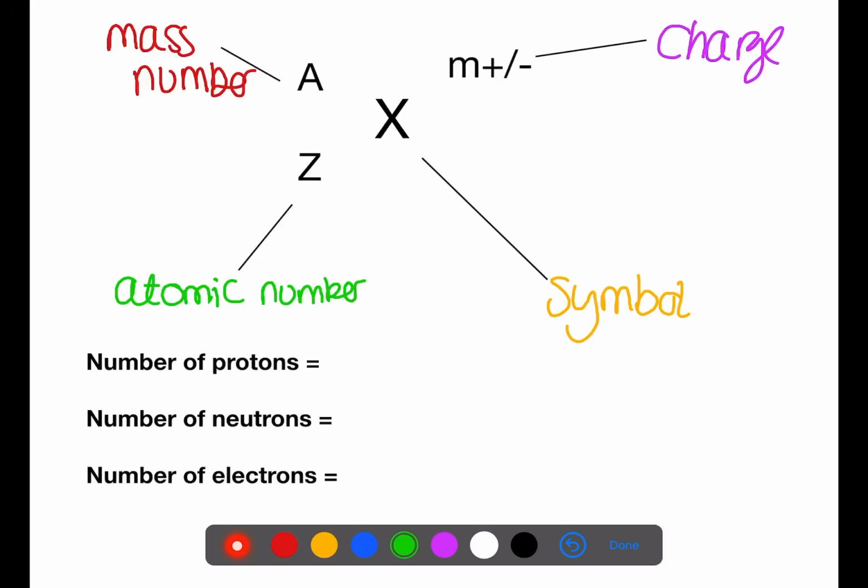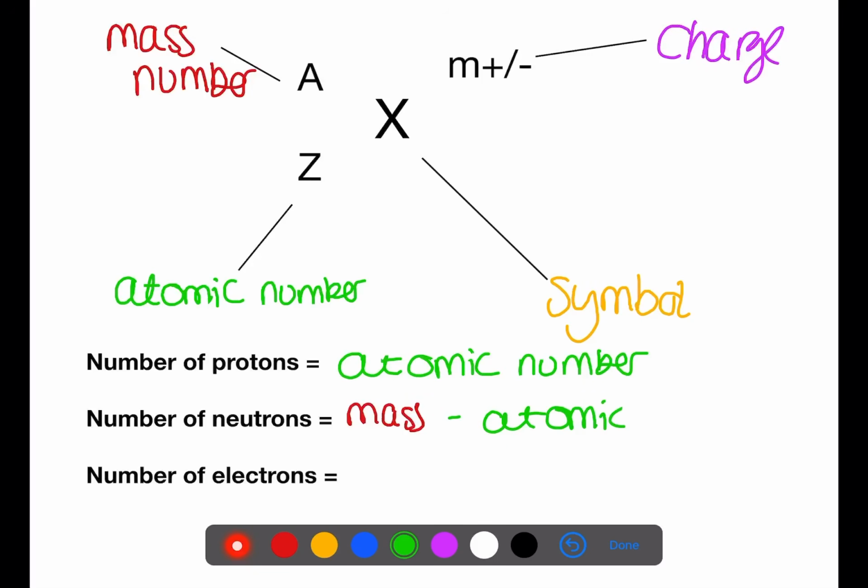The number of protons is always equal to the atomic number. The number of neutrons is equal to the mass number minus the atomic number. This is because the mass number is the protons and the neutrons added together, whereas the atomic number is the number of protons. By taking the difference, you are left with just the neutrons.